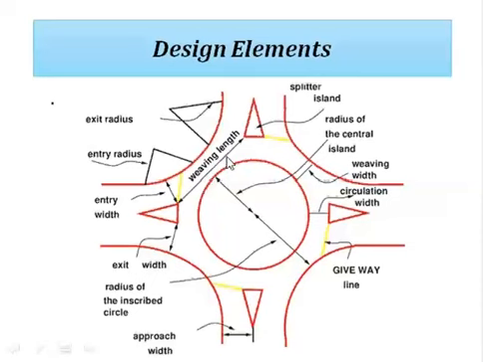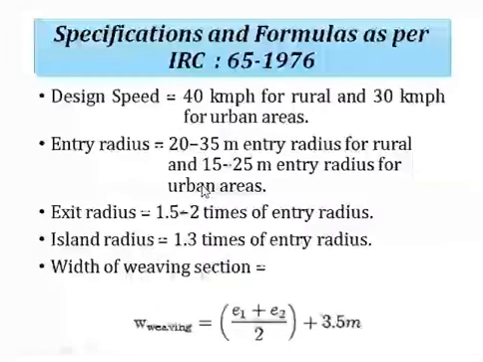This is the weaving section. Weaving section means that area in which the vehicles will cross each other. So this is known as weaving width, and distance from entry width to exit width is known as weaving length. We have to calculate all these parameters.